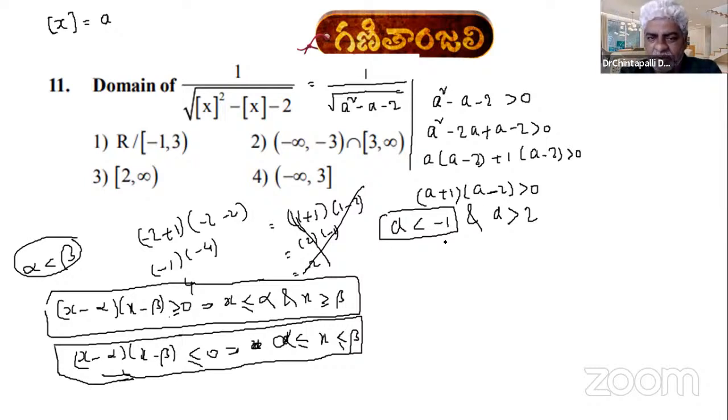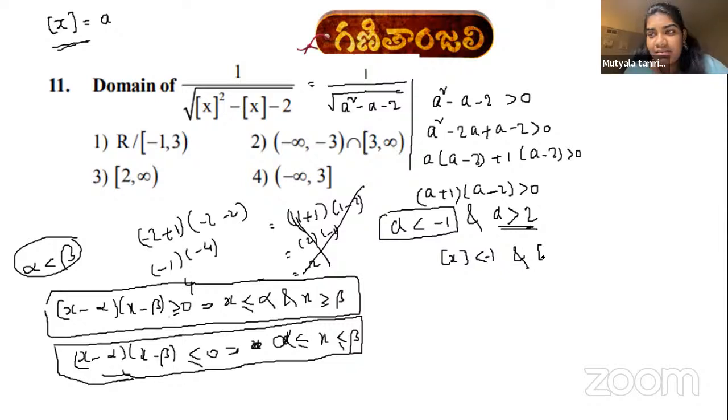Tell now, which formula? First formula or second formula? First one. But equal to is not there. So here, the final condition is a must be less than minus 1, a must be greater than 2, right? What is a here actually? Step x, sir. Step x is less than negative 1 and step x is greater than 2.